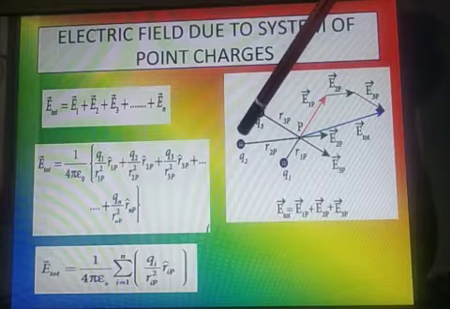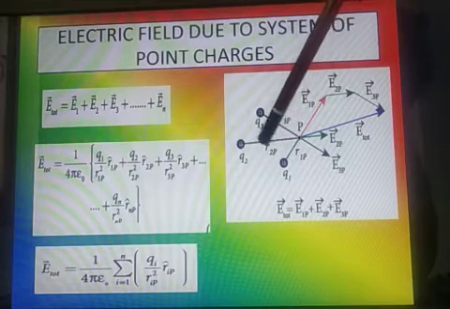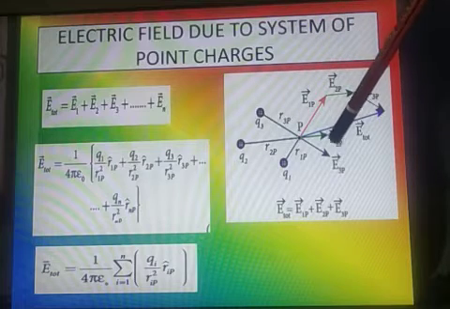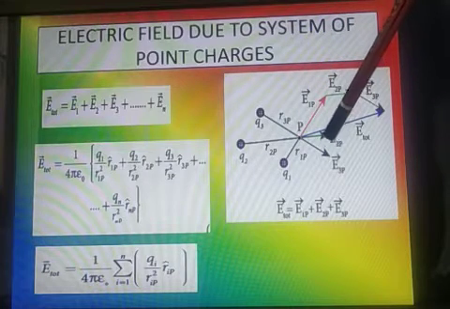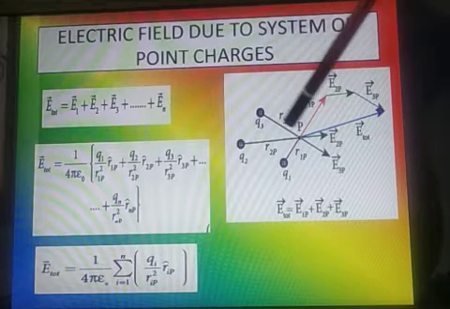So this is the second charge, Q2, placed here. The distance between it and the point is taken as R2P. The electric field is shown by the green arrow mark. That green arrow represents the electric field produced by the Q2 charge at the point P.